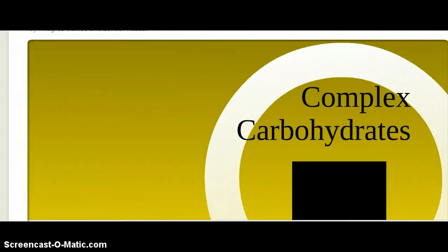Next, we tested for complex carbohydrates. Complex carbohydrates are called polysaccharides. Polysaccharides are more than 3 monosaccharides linked together. These are known as complex sugars. An example of a polysaccharide is starch and glycogen. Starch is found in plant cells, and glycogen is found in animal cells. These 2 polysaccharides are used to store energy in our cells.